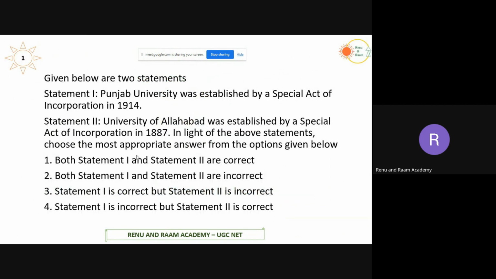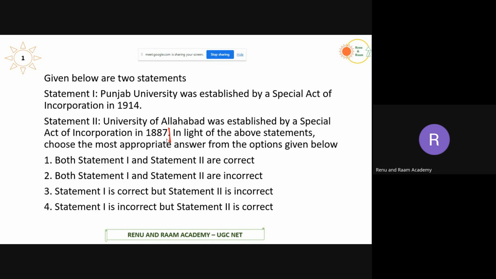So we have the first question. We have two statements here, and you have to find out which statement is right. Statement one: Punjab University was established by a special act of incorporation in 1914. The second statement: University of Allahabad was established by a special act of incorporation in 1887. In the light of the above statements, choose the most appropriate answer from the options given below.